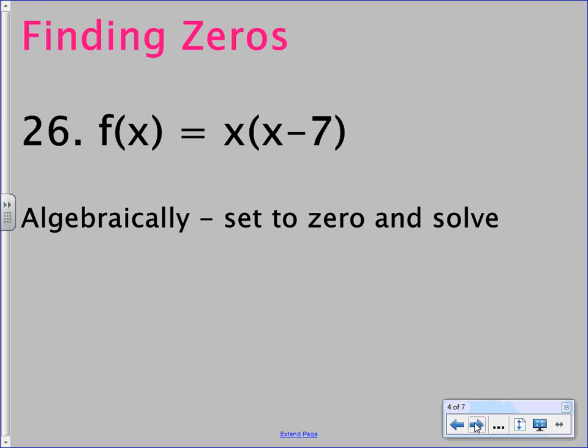Here's an easy one, finding zeros. What do I mean by zero? What's a zero of a function? Which intercept? Anytime I say zero, we're talking about the x-intercept, where y is equal to 0. So when I say finding zeros, we're talking about where our function is 0. All we have to do is set our function equal to 0.